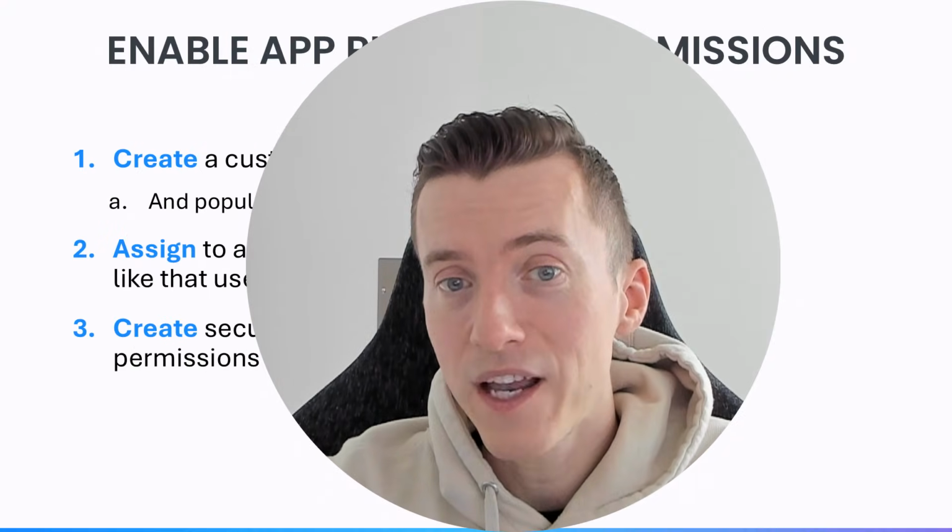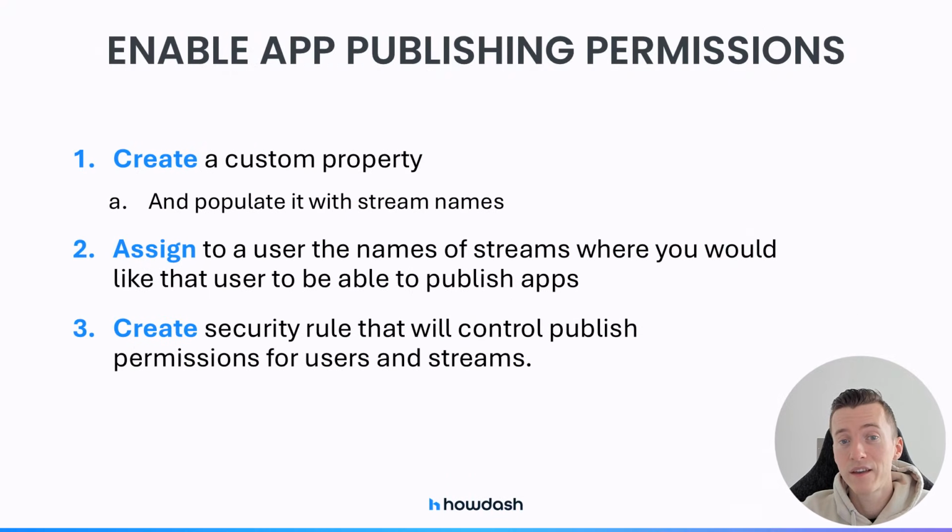To enable this functionality, you'll need to do three things. First, you'll need to create a custom property and populate it with a list of stream names. Then you will need to assign to a user the names of streams where you would like that user to be able to publish apps. And lastly, you will need to create a security rule that will control publish permissions for users and streams.